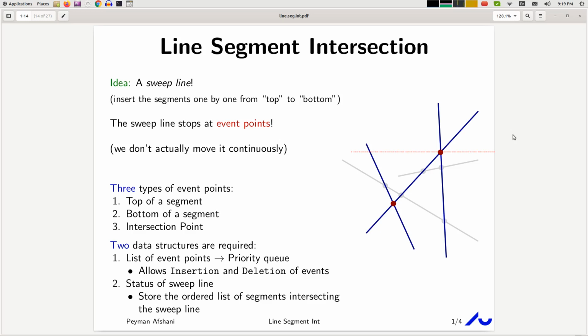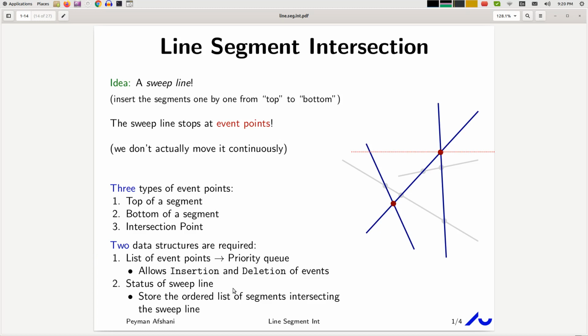And to implement the sweep line algorithm, we need to have two types of data structures. One data structure that is essential for all of the sweep line algorithms is a data structure that can store the list of the event points. And this is almost always a priority queue. So the priority queue stores all possible event points. You just add them to the queue using the insertion operation of the priority queue, and after you add them, the priority queue will tell you what is the next event. And this is why we need priority.